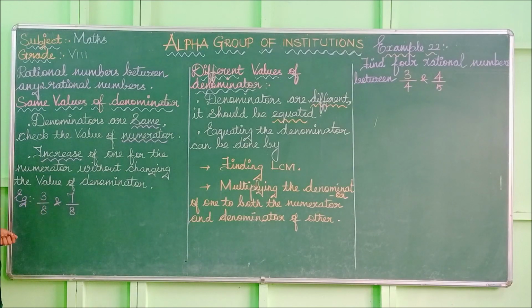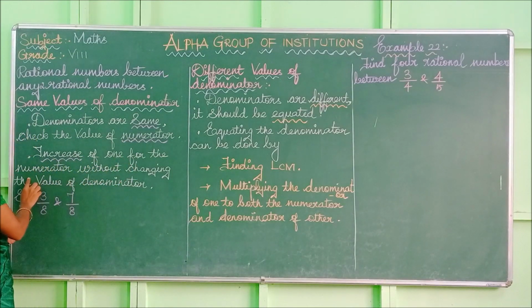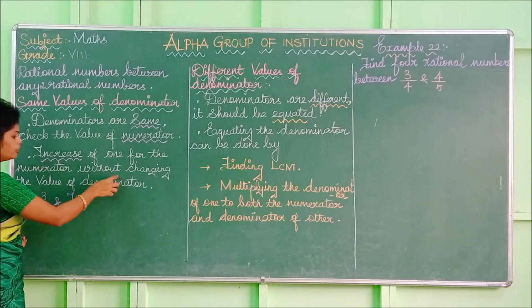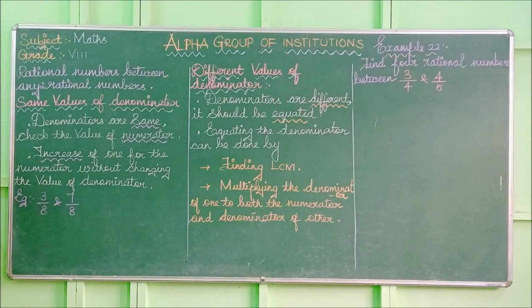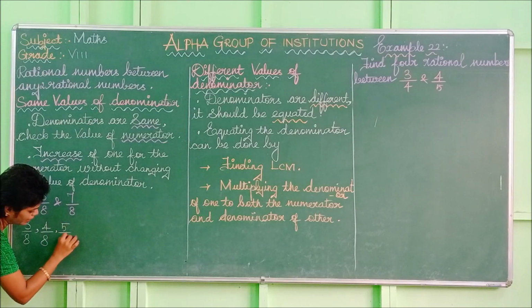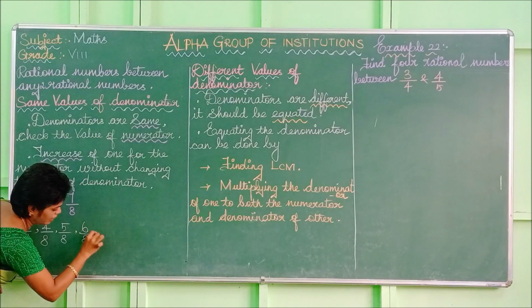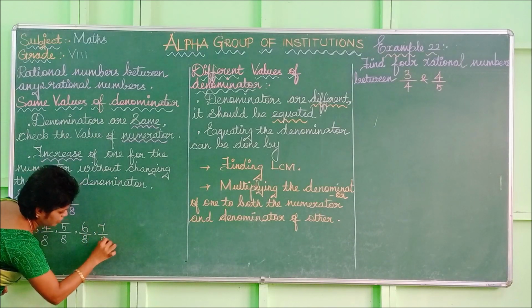You can check this numerator value. The increase of 1 for the numerator means addition of 1 to the numerator without changing the denominator. So our given value is 3 by 8. We can increase one more. So our other value is 4 by 8. Next one is 5 by 8. Again 6 by 8, 7 by 8.